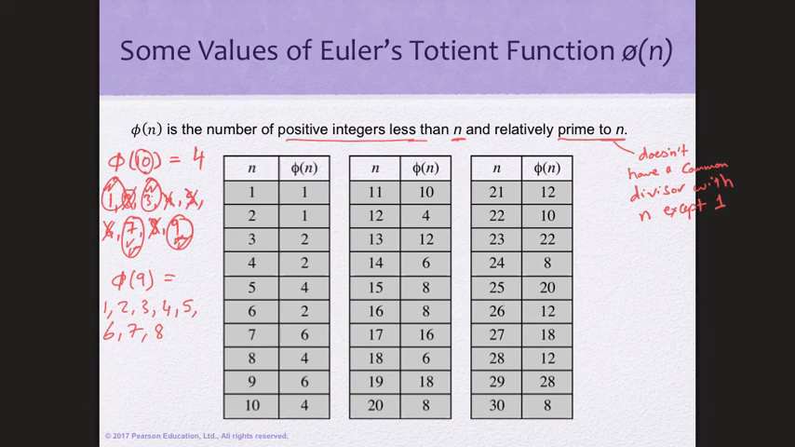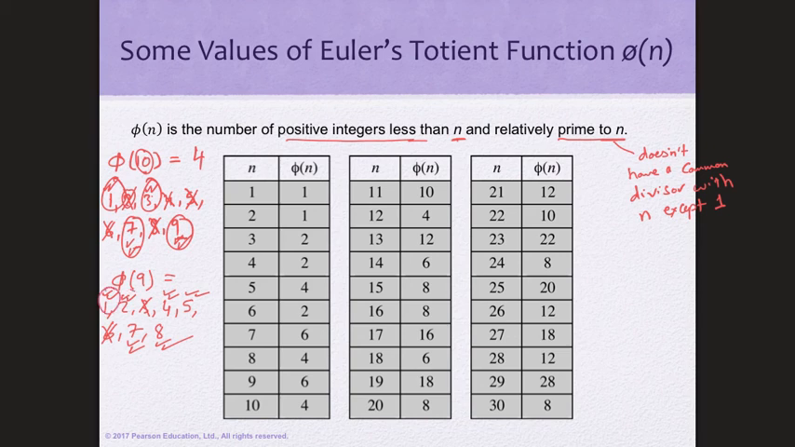Right? Let's see. 1 is always counted. 2 does not have anything common with 9. Count. 3 is divisible by 3, and 9 is divisible by 3, so they are not relatively prime. 4 counts. 5, no common factor. 6 does not count. 7 counts. And 8 counts, because they don't have any common factor with 9.